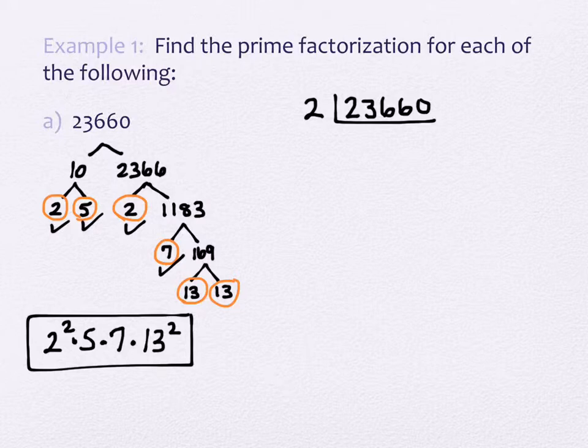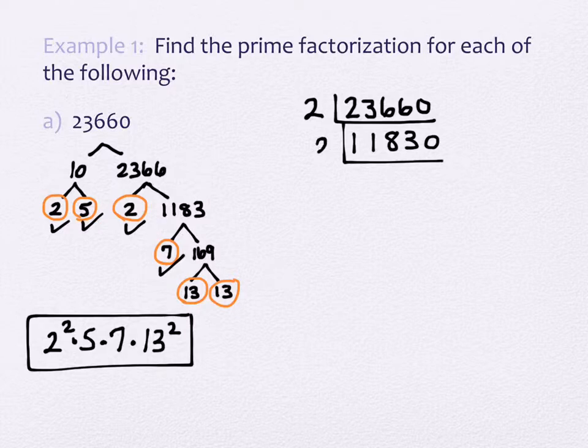So what is 23,660 divided by 2? 11,830. 11,830 is still divisible by 2 because it's still even, right? So we'll divide it by 2 one more time. What does this give you when you divide by 2? 5915. And then it's no longer divisible by 2, right? Okay. The next prime number would be 3. So let's add those digits up. Does this divide by 3?